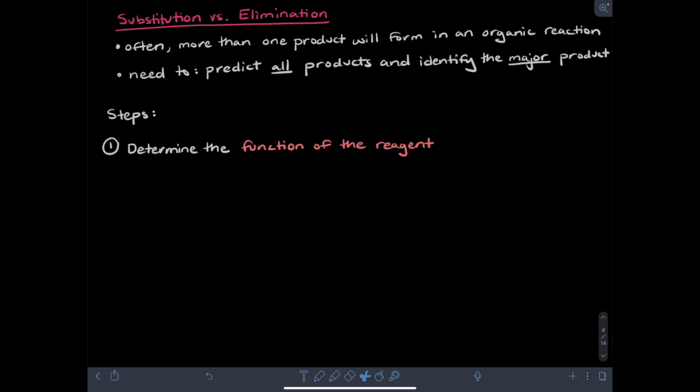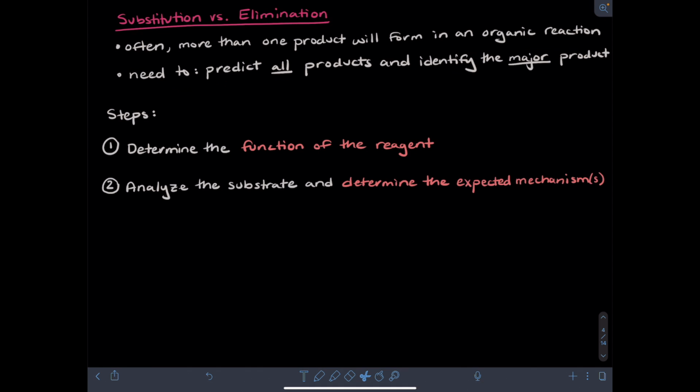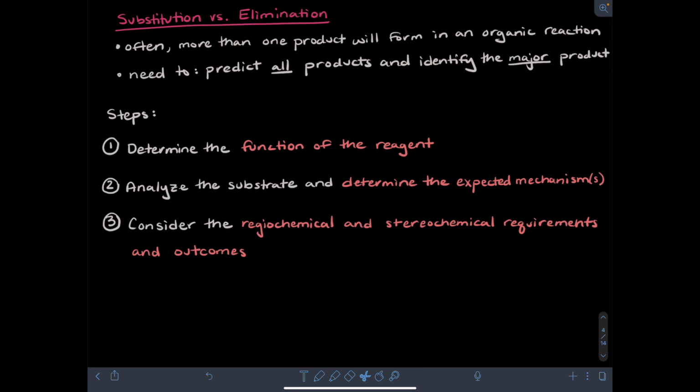The first step is to determine the function of the reagent. Is it a nucleophile or is it a base, and how strong is it in those roles? Next, you'll want to analyze the alkyl halide substrate and determine, based on your reagent and your alkyl halide, what is the expected mechanism. After you've identified the most likely reactions and their mechanisms, you'll want to consider regiochemical and stereochemical outcomes and requirements.